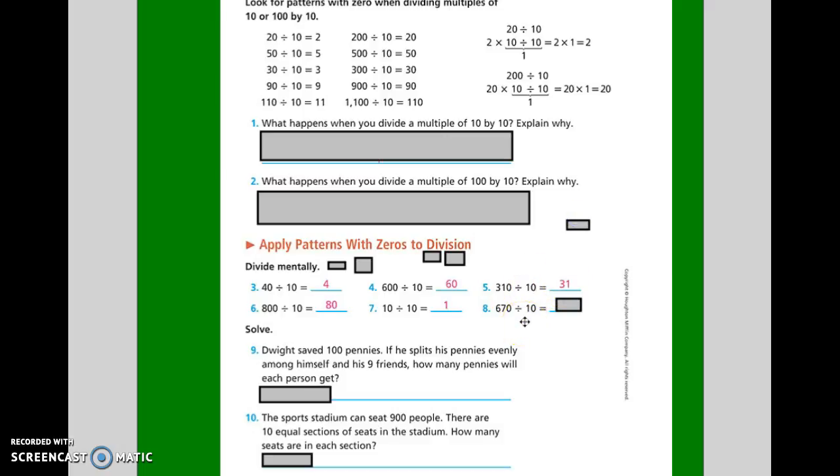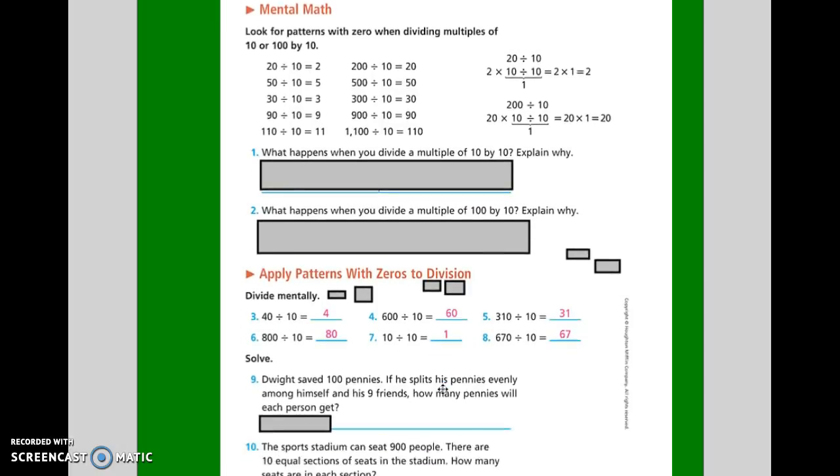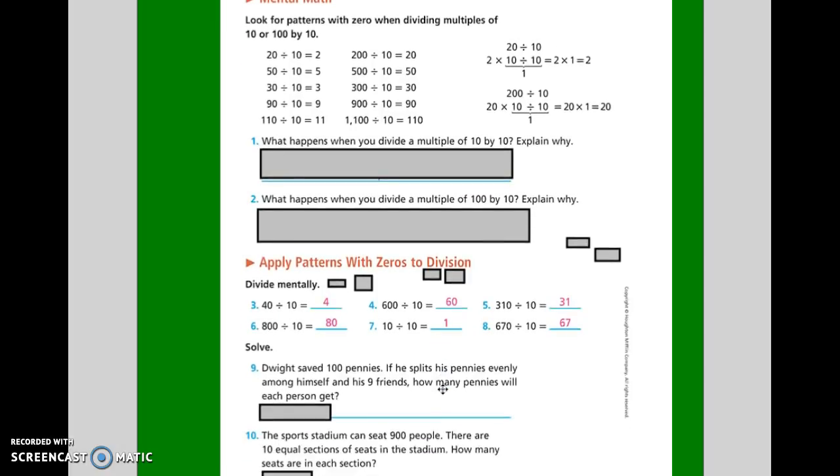What do you think this one would be? Go ahead and pause and figure this out. 670 divided by 10. Again, I do my trick. If I have 1 0 here, I can drop 1 0 here. So my answer is going to be 67. All right. Good, so that's a trick for when you're dividing by a 10, and you can use those tricks when you're doing by tens, by hundreds, by thousands. Just a great trick to know.